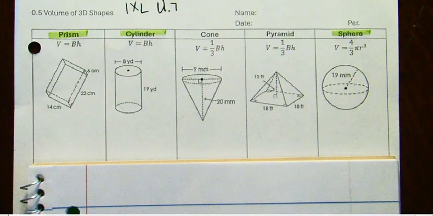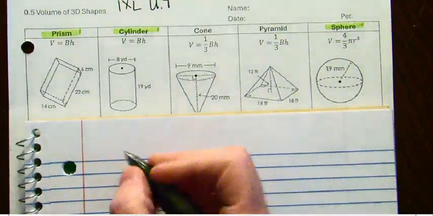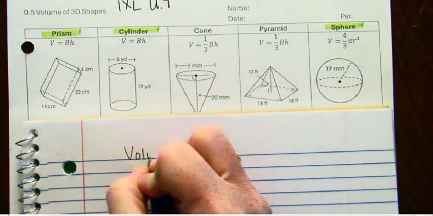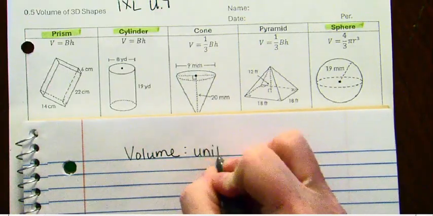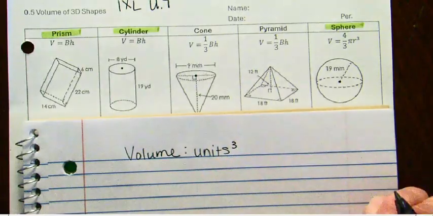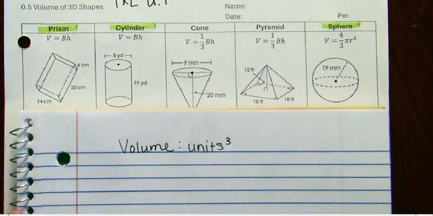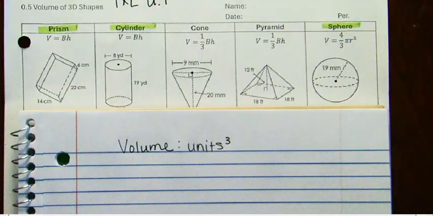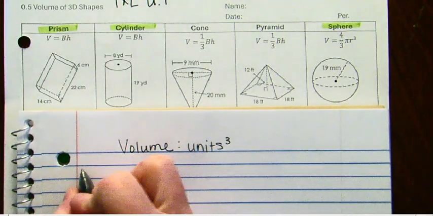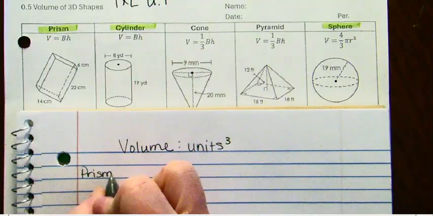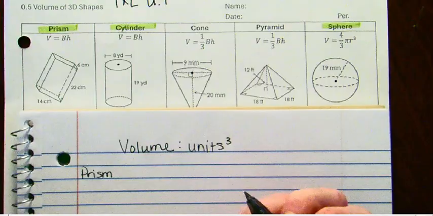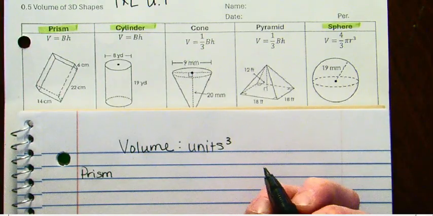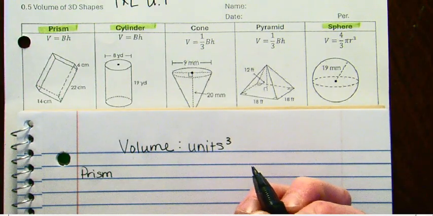So for volume, a couple of notes that we want to put down first is that volume will always be units cubed or units to the 3rd power. Now, the first one that we're going to work with is called a prism. And the primary prism shape that we're going to deal with is a rectangular prism. So that's the prism that we're going to focus on today.